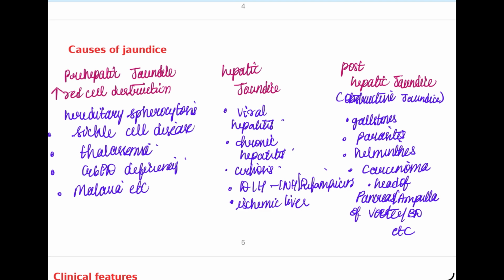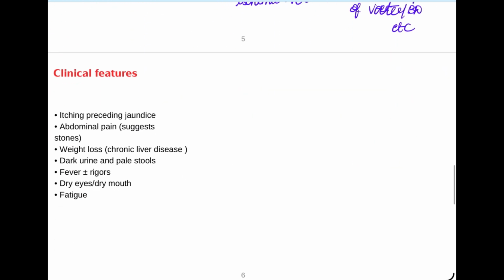Post-hepatic jaundice is also called obstructive jaundice. It is seen in cases of gallstones, parasites, helminth infections, and carcinomatous conditions like carcinoma of the head of the pancreas, ampulla of Vater, and bile duct carcinomas. Clinical features: jaundice is preceded by itching, and abdominal pain is seen. Weight loss is seen in the case of chronic liver diseases.